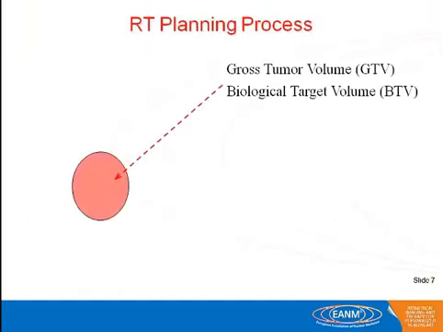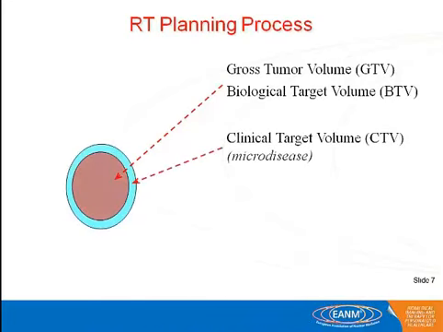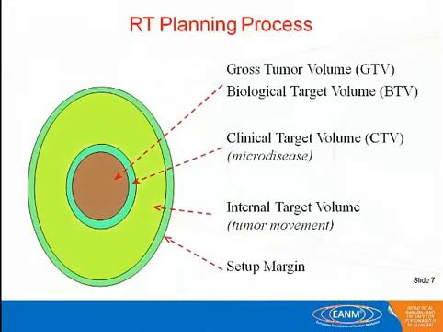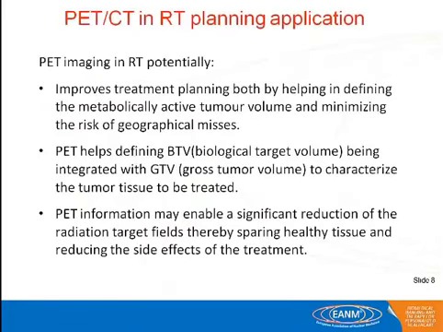Here is a little bit about the RT planning process. We have the gross tumor volume, which is also a biological target volume. We also have the clinical target volume, which considers microscopic disease around the tumor. We have the internal target volume, which is about how the tumor moves. And we have the setup margin, which must also consider some parts of the machine adapting to that. As you can see, we are irradiating a much larger volume than the real lesion. So how does PET-CT help?